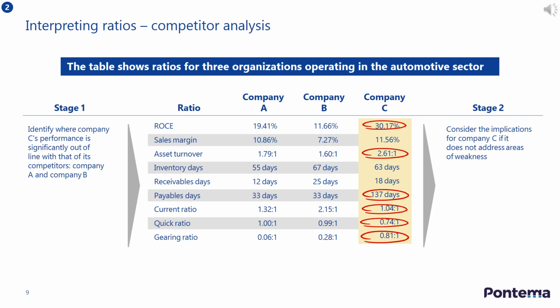You can also conduct ratio analysis to benchmark your organization's performance against competitors. If you look at the table on the slide, it shows ratios for 3 organizations operating in the automotive sector. Note, it is always preferable to benchmark against more than one competitor to avoid the wrong conclusions being reached.